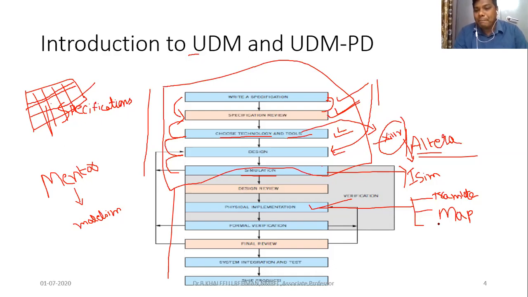Translate, map, place and route. P and R stands for place and route. So this is the implementation, which means converting any simulated software to the hardware. That step is a physical implementation, and in the physical implementation we will have translate, map, and place and route. This is a theoretical approach. Now we will see practically how these things will appear.